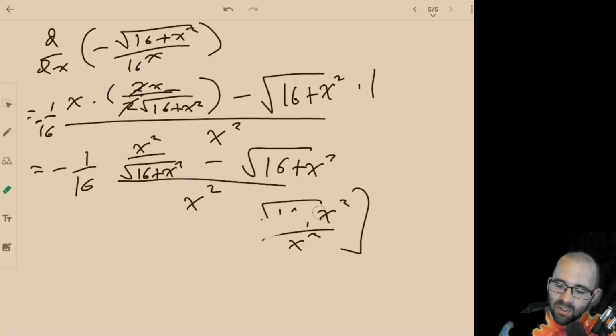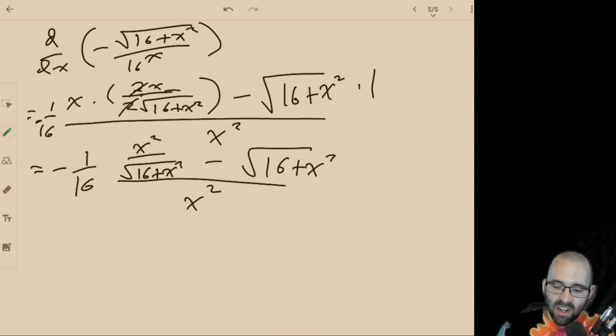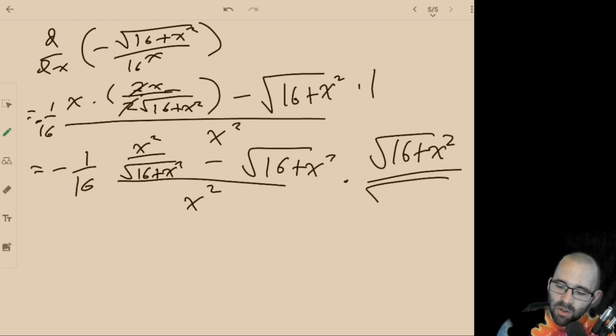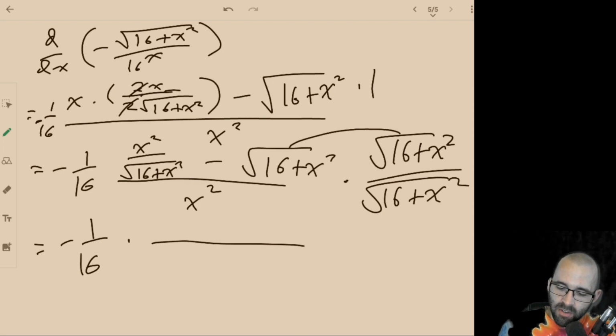We don't want to split it up, and the reason why we don't want to split it up is that our end goal doesn't have it split up. The different way of simplifying the complex fraction here is multiplying by the LCD, which is the square root of 16 plus x squared. We do that on the top, we do that on the bottom. What happens is we get a negative 1/16 times this fraction, which on the top, when we distribute, the thing on the left, they cancel. We're just left with an x squared. Thing on the right, it's itself times itself with a square root. They cancel. 16 plus x squared is what we're left with.